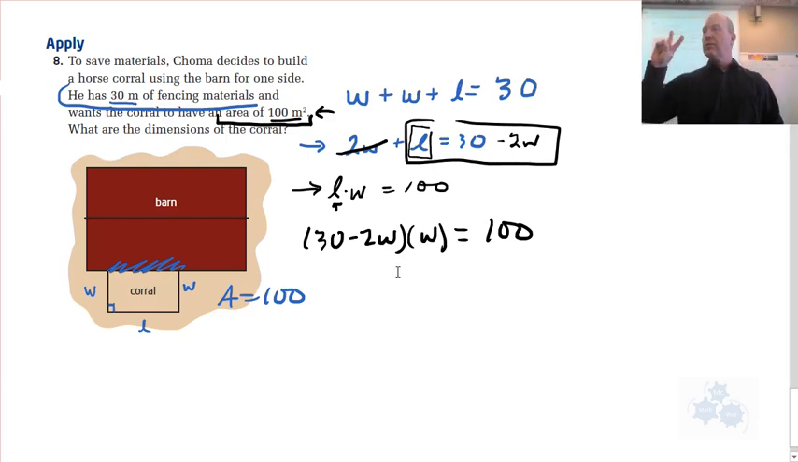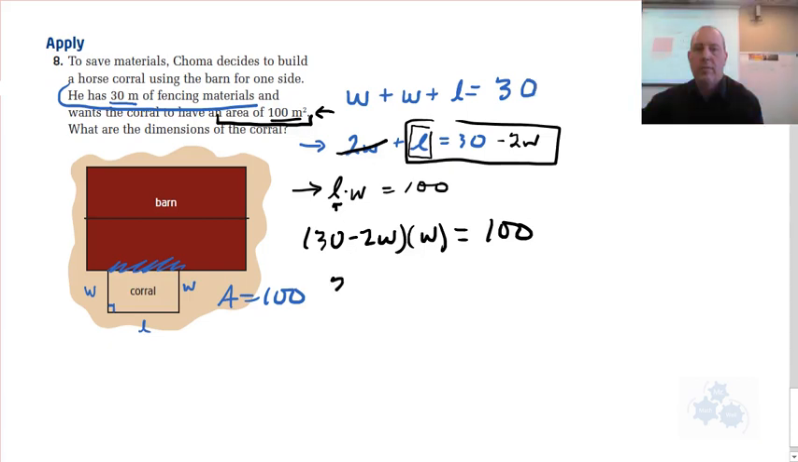You may get two answers, right? One of them probably is going to be not a reasonable answer. You may have a negative length or width. You may have a negative W. Or the W may be too large. Like, what if W was 15? Then you have 15 here, 15 here. You've used up your 30. The length is 0. So that doesn't work. So that's an example of an answer that you would reject. So go ahead and finish that.